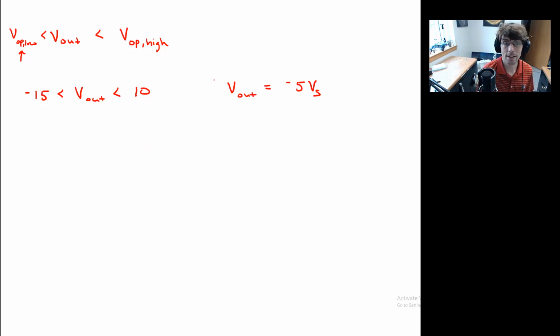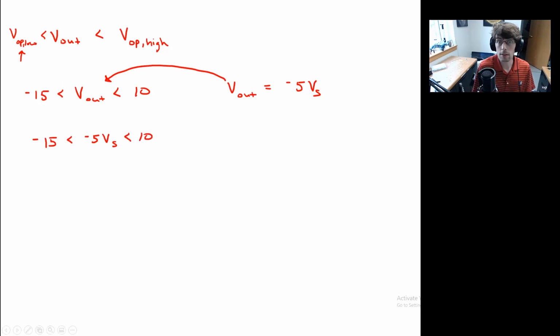So we're going to take this idea and plug it in right there. We have the gain and we have the source potential, so now we're just going to make that substitution right in here. And so we get something that says negative 15, V out, which we'll express as 5 Vs, and 10. Now, of course, we have to divide through by negative 5, and when we do the negative sign, we have to flip the directions. So we end up with 3 less than V source, which has to be greater than negative 2.